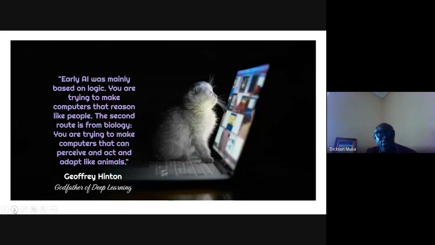Geoffrey Hinton, who is considered one of the fathers of artificial intelligence, said, early AI was mainly based on logic. You are trying to make computers that reason like people. The second route is from biology. You are trying to make computers that can perceive and act and adapt like animals. So AI is not just trying to reason like us, it is to become like us eventually.